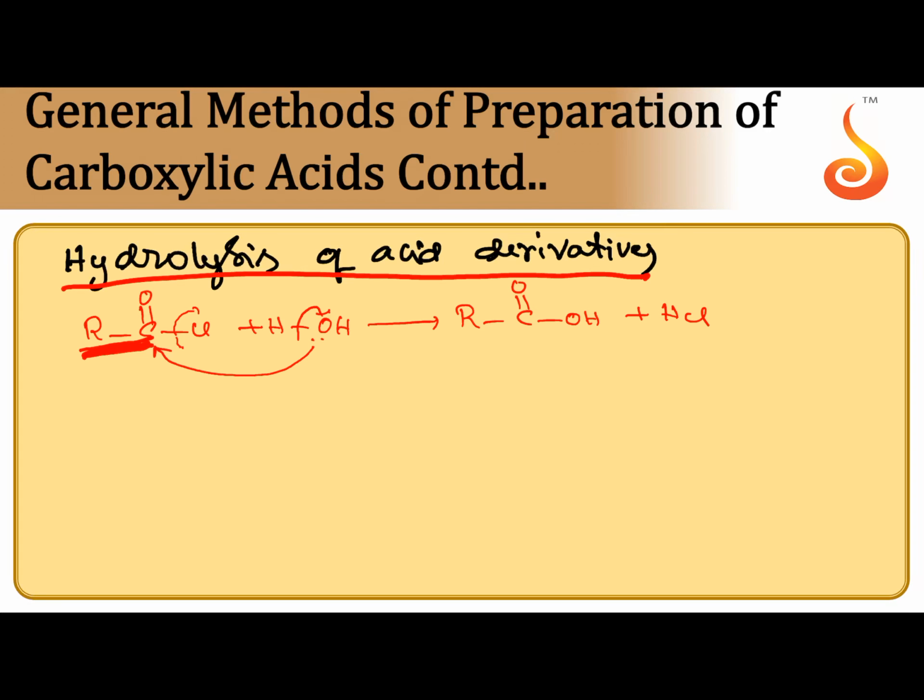At acylic carbon, RCO carbon is called acylic carbon. At this acylic carbon substitution takes place. So no need of any catalyst for this reaction. RCO, OCOR, this is acid anhydride. When acid anhydride also subjected to hydrolysis, same type of reaction takes place. RCOO minus is separated. RCOOH and then other one RCOOH.